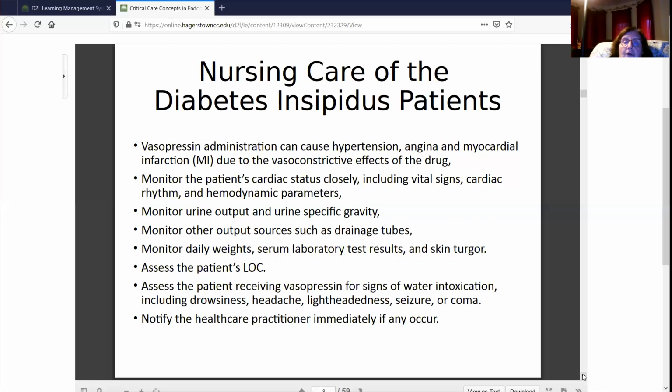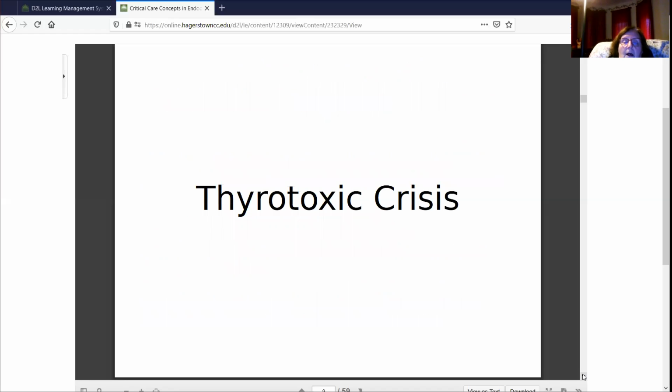Assess the patient receiving vasopressin for signs of water intoxication, including drowsiness, headache, lightheadedness, seizure, or coma. Right? Notify the healthcare provider or practitioner immediately if any of these occur. All right, so that's it for that. Let's go to thyrotoxic crisis or thyroid storm.